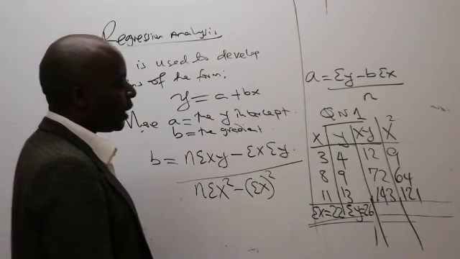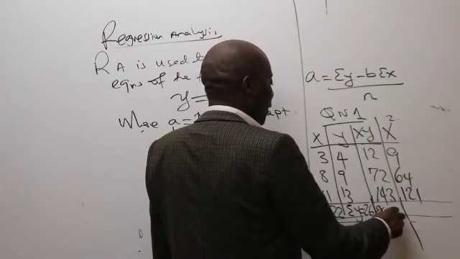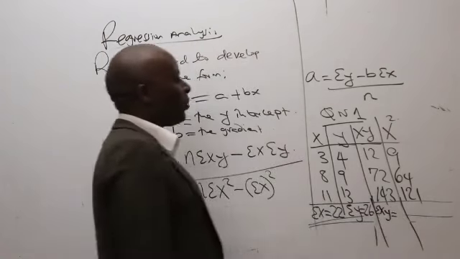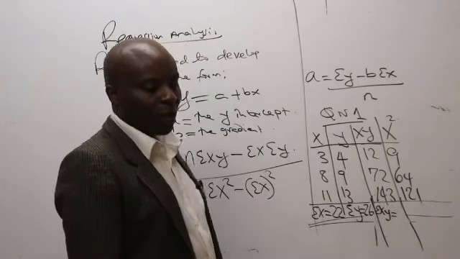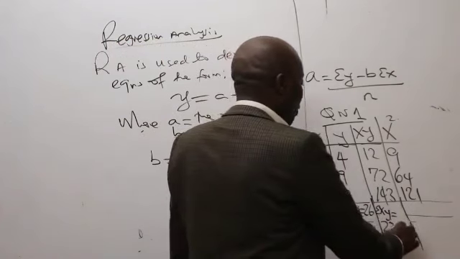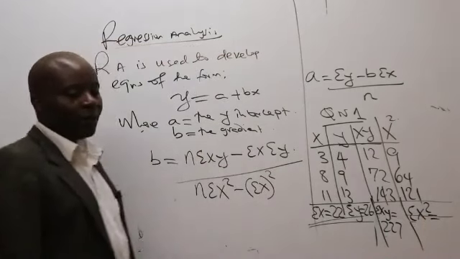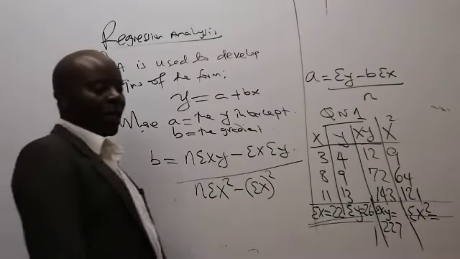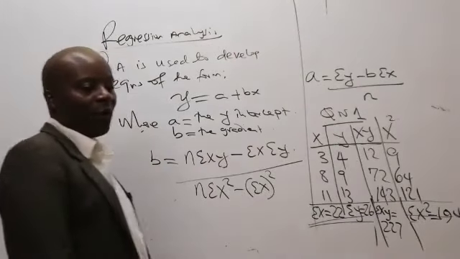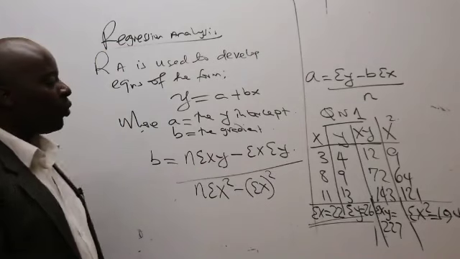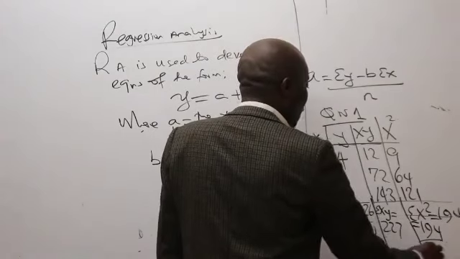How about summation of xy? Somebody, I hope you guys are adding up this plus this plus this. Give me a figure. According to Alice, this is supposed to be 227. How about summation of x squared? According to Damaris and Catherine, we are supposed to be getting 194. Thank you very much. I'm supposed to be talking of 194.